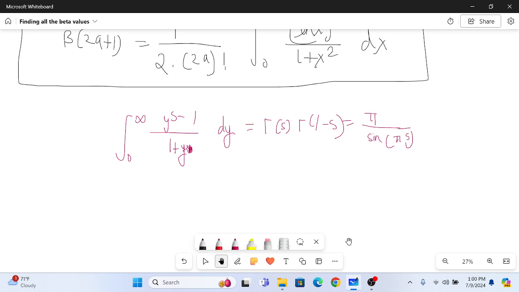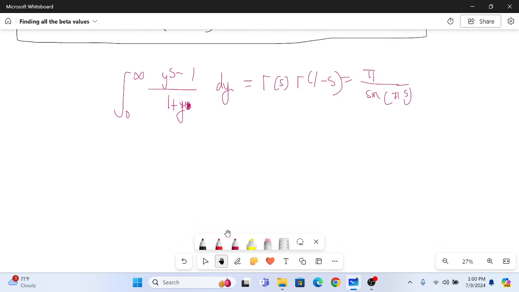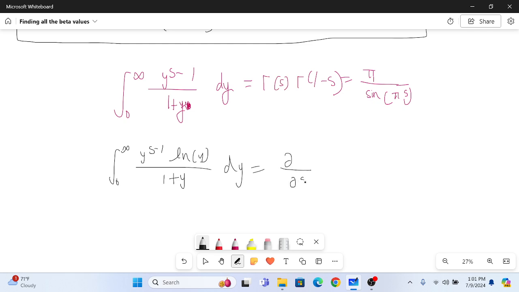Now this is pi by sine pi s. Now if you differentiate both sides with respect to s, then you get the integral from 0 to infinity of y to the power s minus 1, and then ln of y by 1 plus y dy, which will be just that partial derivative with respect to s of what we get, and this is pi times cosec pi s. Yes, we get this. Good.